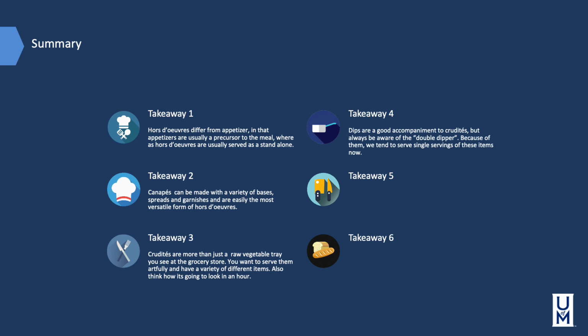Dips are a good accompaniment to crudités, but also be aware of the double dipper. Because of them, we tend to serve single servings of these items now. Caviar is more than just the cheap stuff on top of sushi. Good caviar pops in the mouth with a creamy, salty flavor and pairs well with a little creme fraiche and champagne.